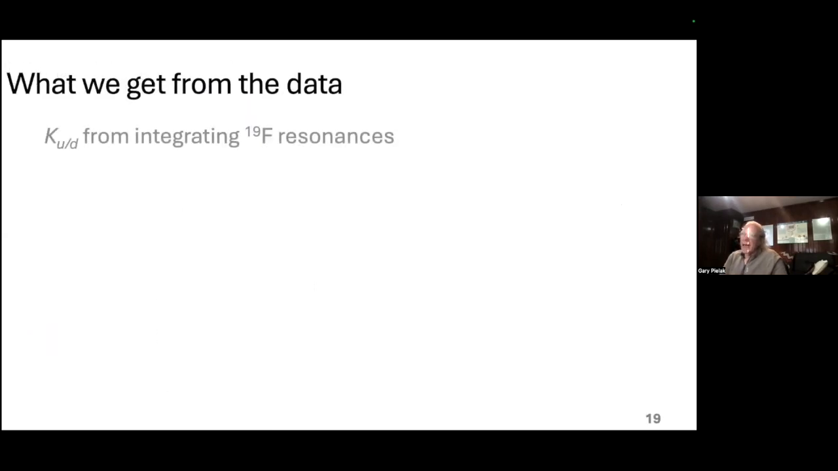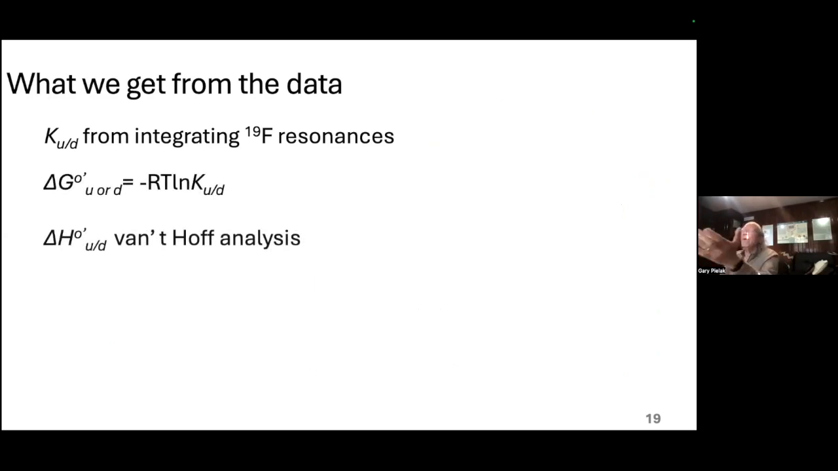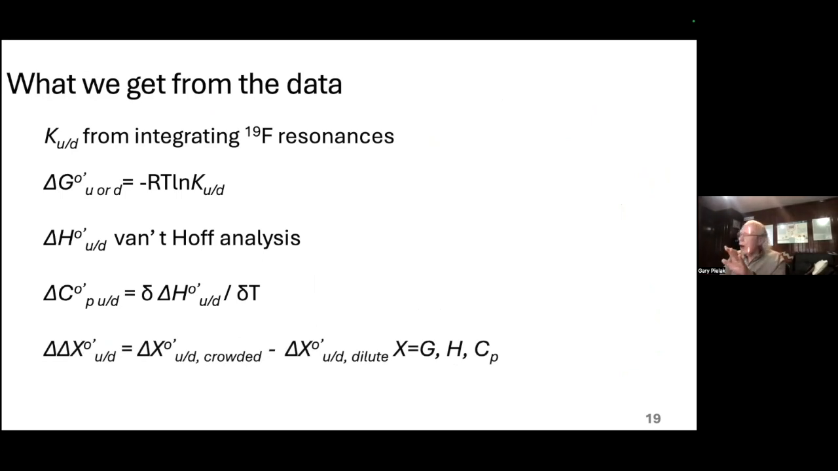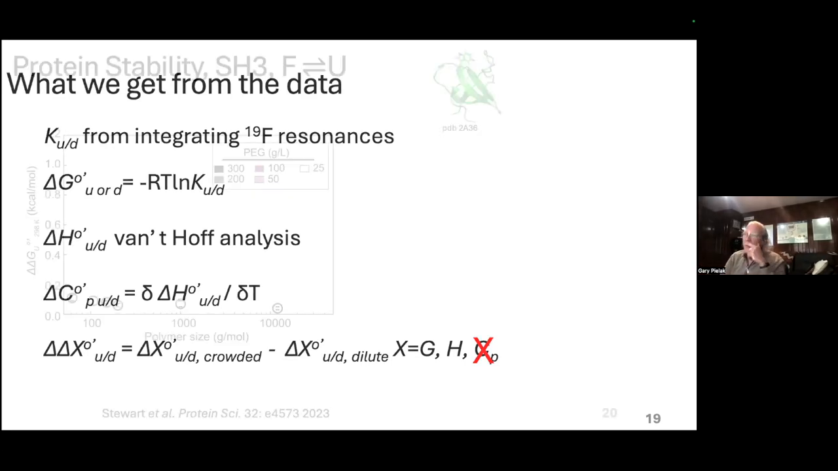Here's what we get from the data. We get the equilibrium constant from integrating the resonances. We get the free energy from those. We get the delta H from van 't Hoff analysis, and we also get the change in heat capacity. What I'll be talking about from now on isn't delta G or delta H. It's the difference between the crowded and the dilute conditions. And I want to also say crowding does not affect the change in heat capacity. I'm not going to show you those data, but we can forget about that. We're just going to look at the changes in the free energy and the enthalpy.